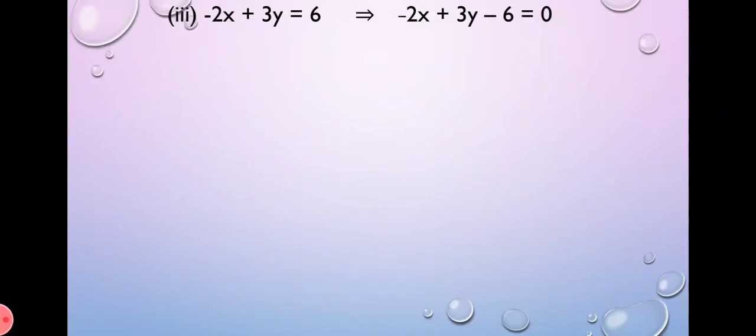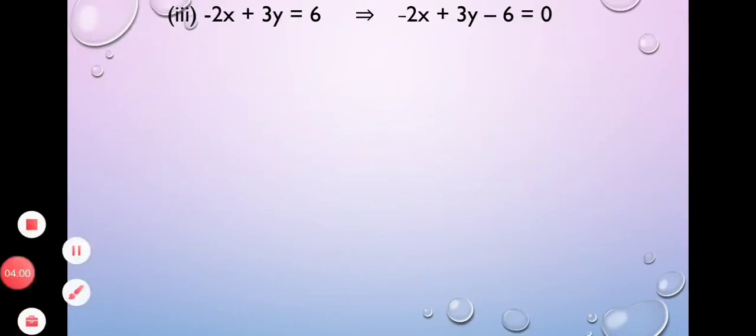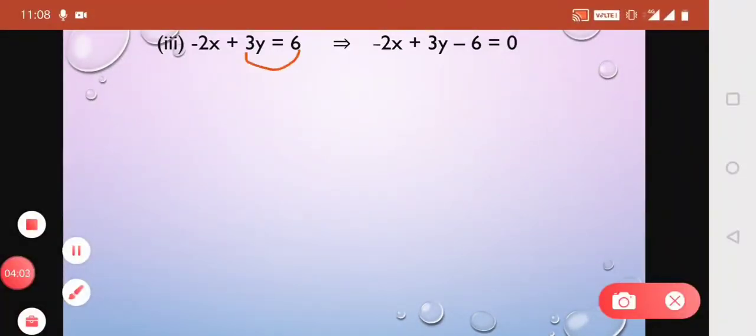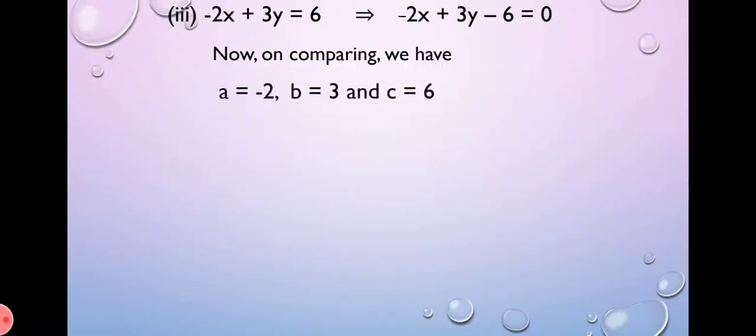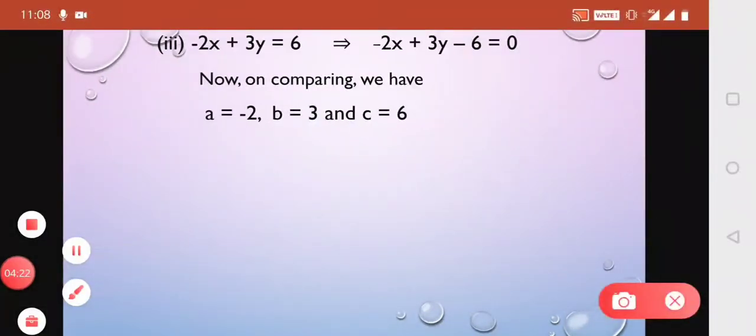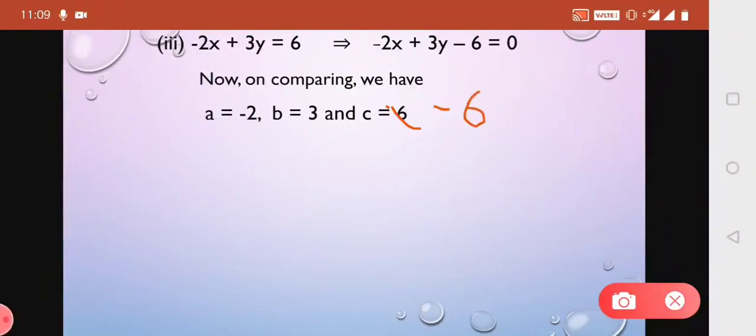Minus 2x plus 3y equal to 6. Again, first we convert it into general form, that is we will write, it implies that minus 2x plus 3y minus 6 equal to 0. We transpose 6 to this side, so we will get minus 6. Now on comparing, we have a equal to minus 2, b equal to 3 and c equal to minus 6. Again the minus sign should come here, but it is not seen, so please mention the sign minus here. It is minus 6, please write minus 6 here.